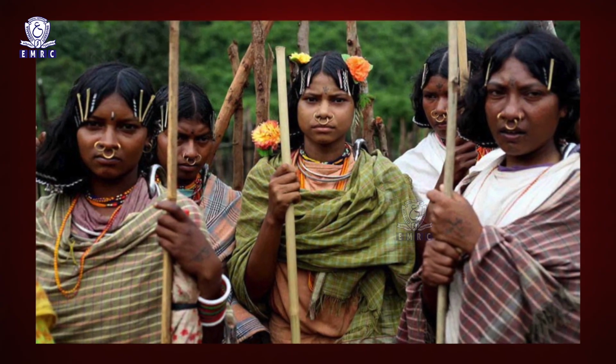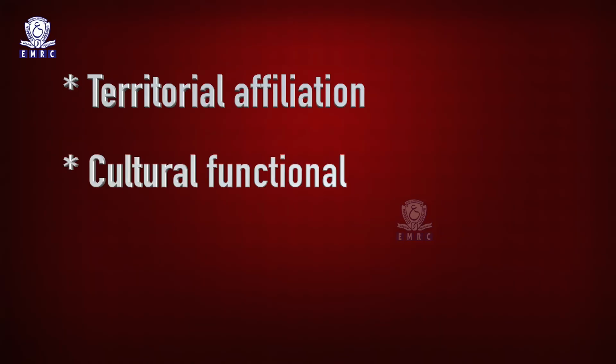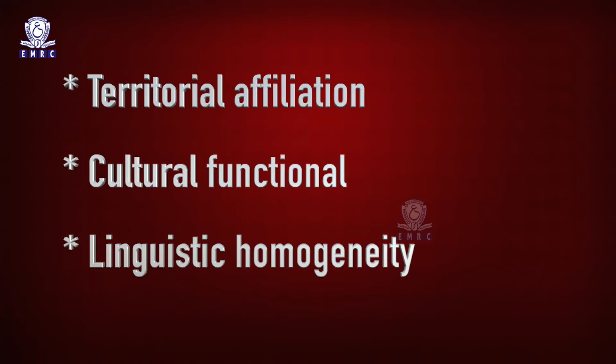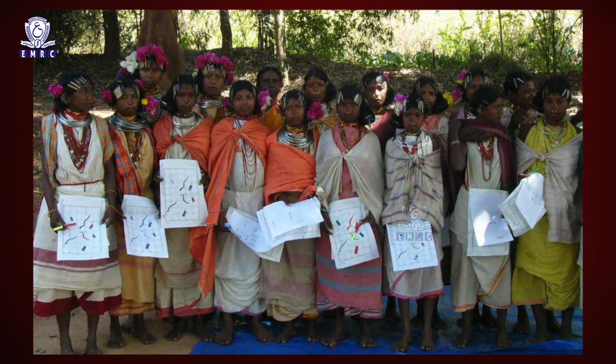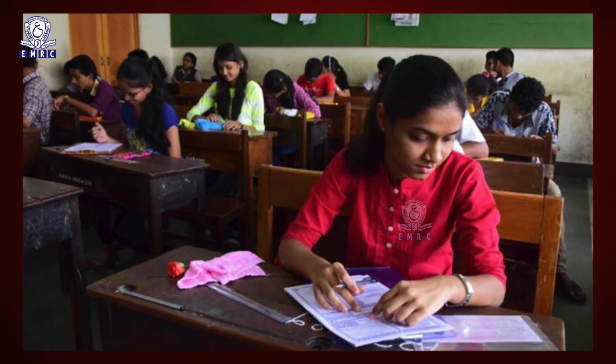Tribal communities are smaller than rural communities. The definitions emphasize territorial affiliation, cultural, functional and linguistic homogeneity, social structure based on kinship and egalitarian principle, and relative isolation from other communities as the characteristic features of the tribal community. The tribal communities differ with respect to the degree of homogeneity, relative isolation from other communities, and complexity of social and economic organization.